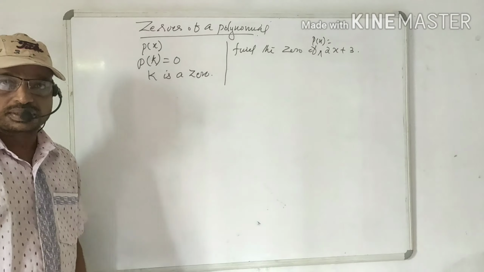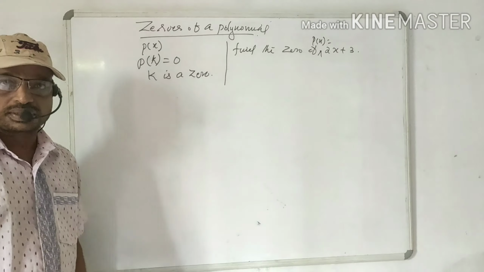Now let us discuss the number of zeros of a polynomial. Generally, we can say that a polynomial of degree n will have n zeros. You must note one thing: all n zeros need not be real numbers. So what is the main point? A polynomial of degree n will have n zeros.